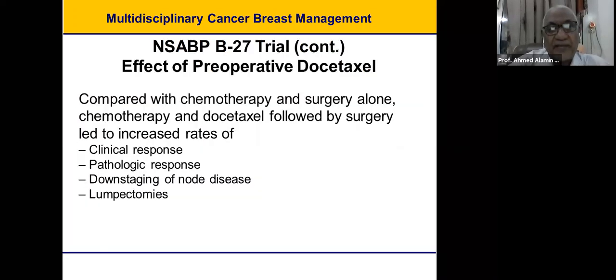Compared with chemotherapy and surgery alone, chemotherapy with docetaxel followed by surgery led to increased rates of clinical response, pathological response, downstaging of node disease, and lumpectomies. Taxane is a new drug, and the development is going toward inventing new drugs. This drug is very effective when added to other drugs and facilitates surgery. And as you see, the clinical response is better, pathological response is better, downstaging is better, lumpectomy rate is increasing.